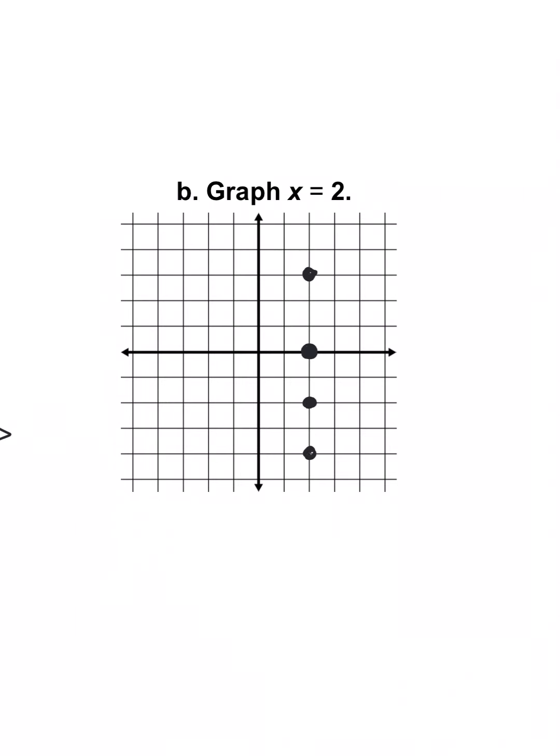Anywhere along this line has an x value of 2 because it doesn't matter what the y value is, because there's no y in our equation. So I connect these points, I draw my line, and notice that we have a vertical line here at x equals 2.